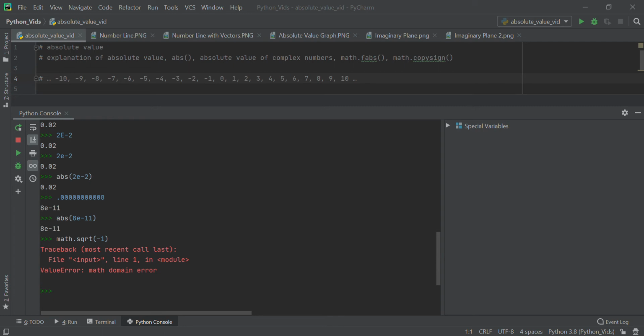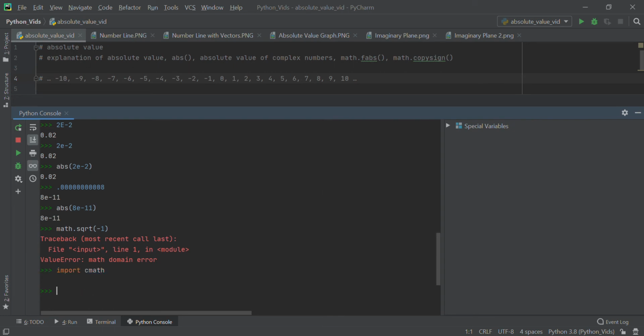And if we import the module that Python uses for these complex numbers, cmath, import c, that's the letter C, which presumably stands for complex, cmath, and then we did cmath.sqrt(-1). This time it's going to work, and you see it gives us 1j.